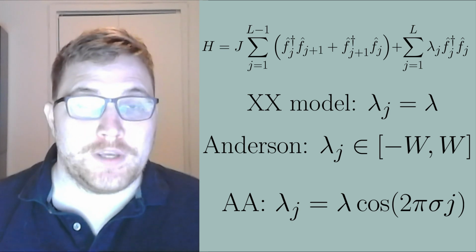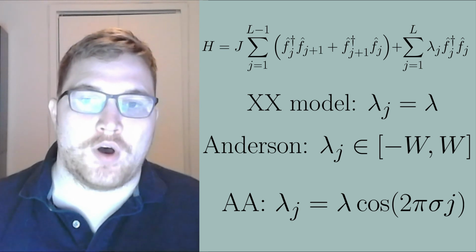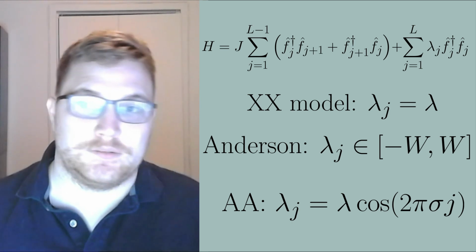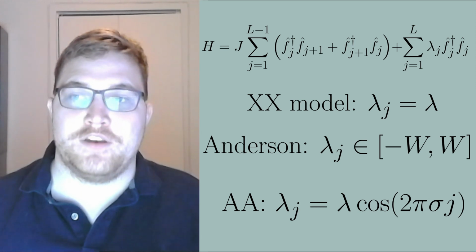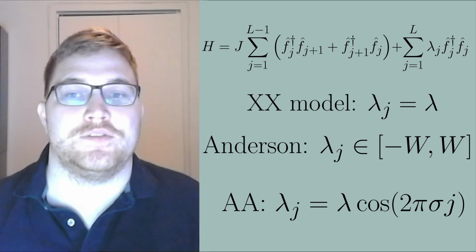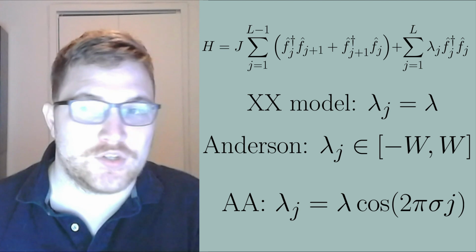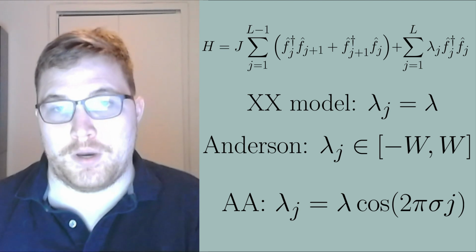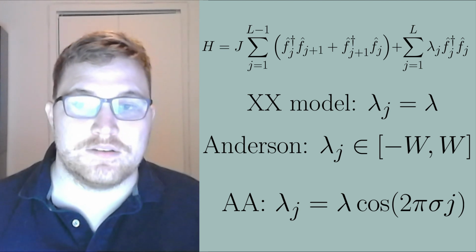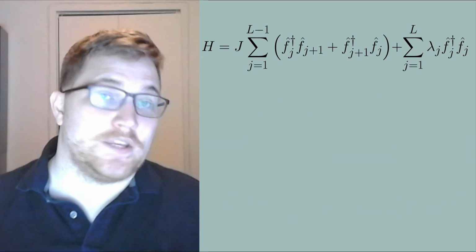So the following method that I'm about to do would solve all of these models numerically. In the XX model video, we saw that if we have periodic boundary conditions, we could just do a discrete Fourier transform on the sites to solve the model. Unfortunately, in the disordered cases, this no longer works. Okay, so let's solve it.